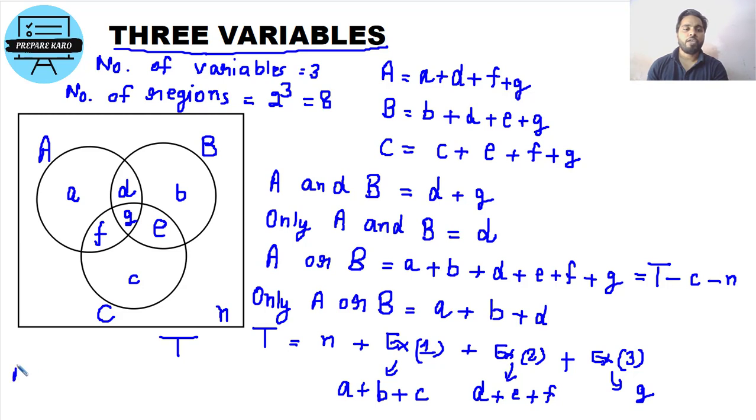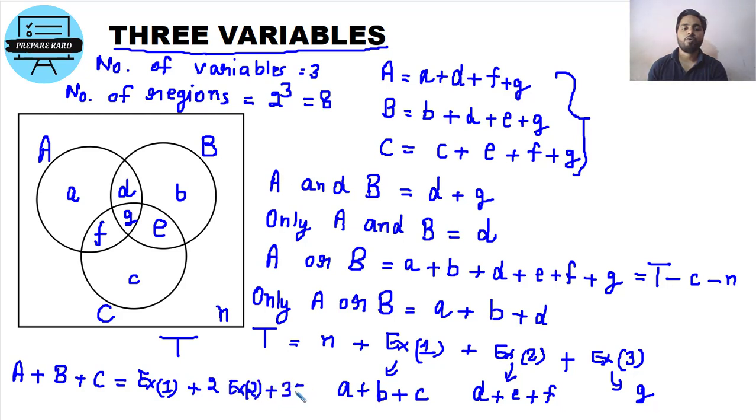Now, if I add a plus b plus c, so basically you are adding these variables here. So a plus b plus c will give you exactly 1 plus twice of exactly 2 and plus thrice of exactly 3. Okay.